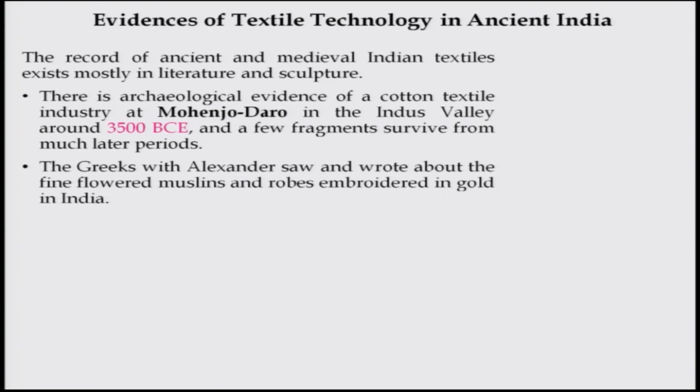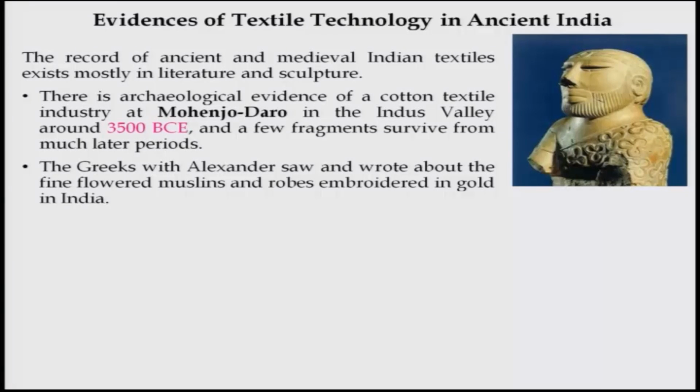Of course, few fragments survive from much later periods, but to get evidence about the textile is very difficult. However, people are trying to look at this image that they got, and if you look at this portion, it is basically made of textile. Therefore, they are thinking that these Mohenjo-daro people were having knowledge of textiles.